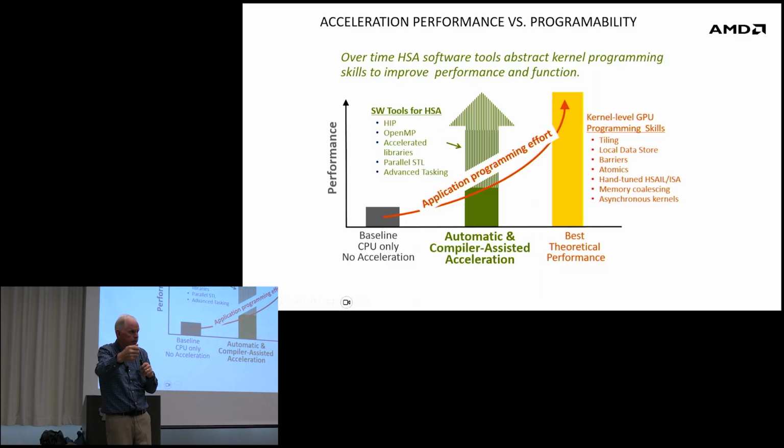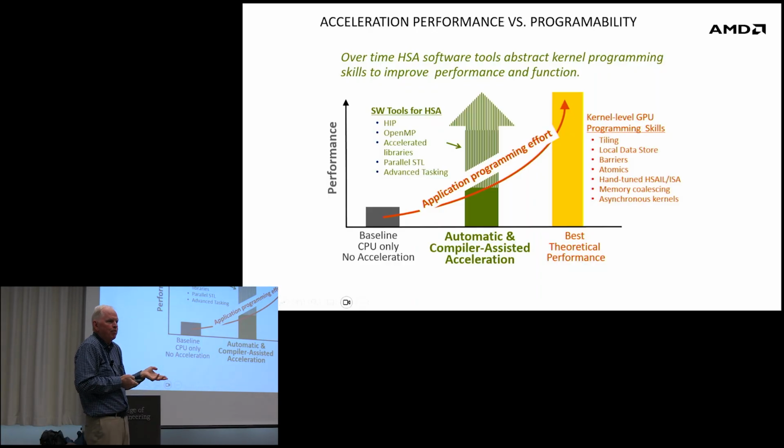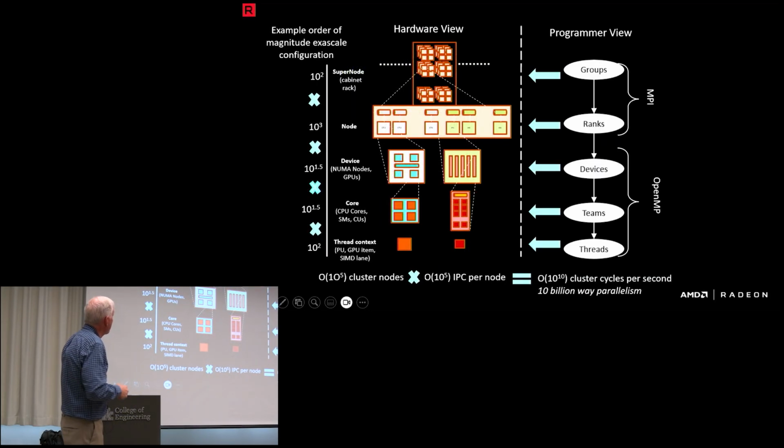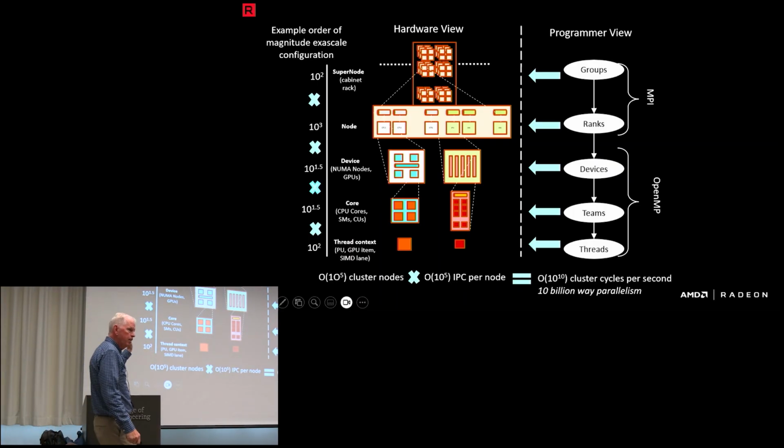Anyhow, this is showing that at one time we thought that kernel-level programming was like assembler, right? You can get the most performance out of it. But I don't really believe that anymore. I think we can do a lot of automated compiler-assisted acceleration. All right, so on the left here you see the hardware view of things, and the compiler and the runtime are mapping those 5 dimensions.